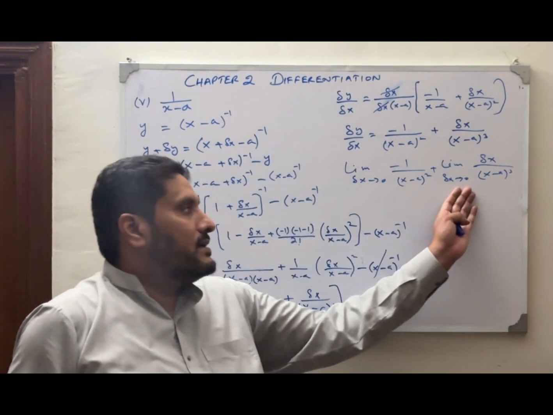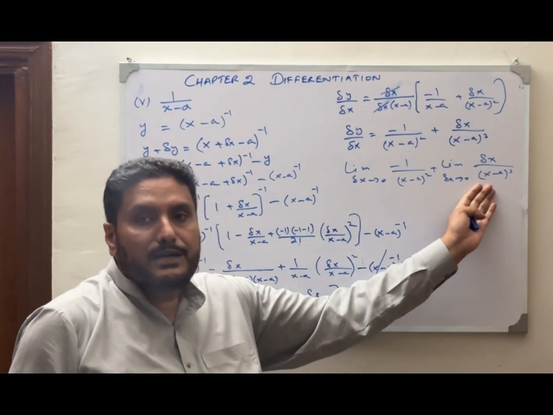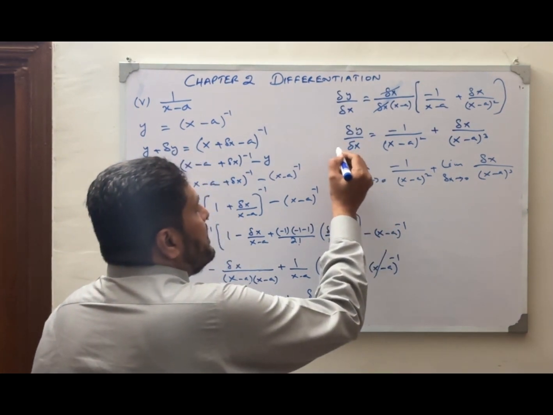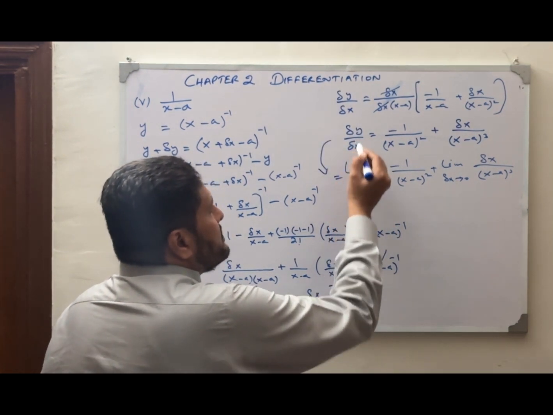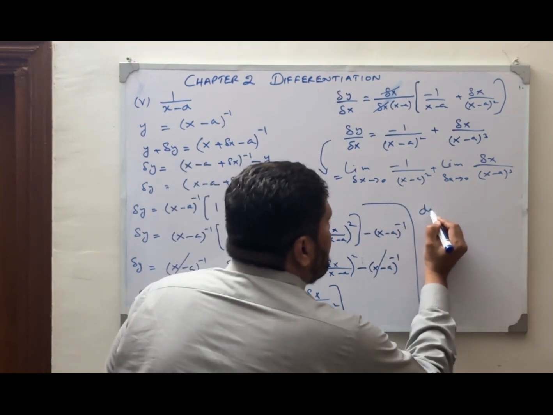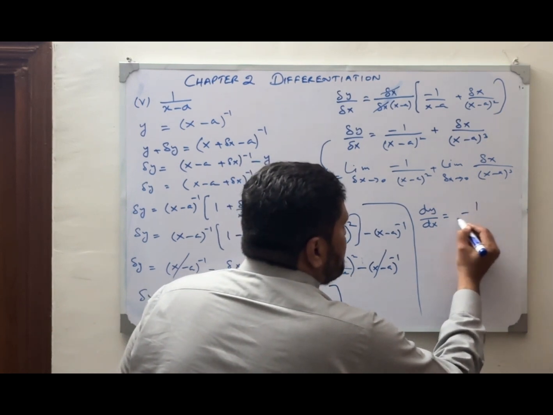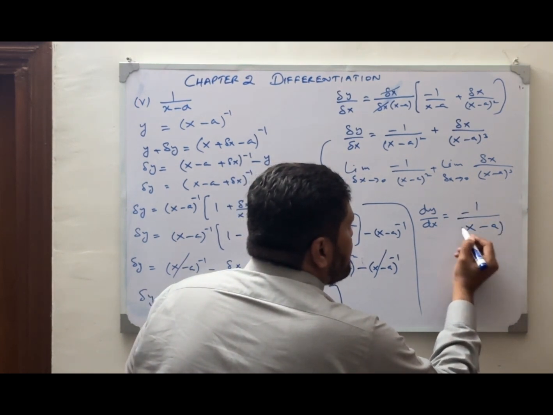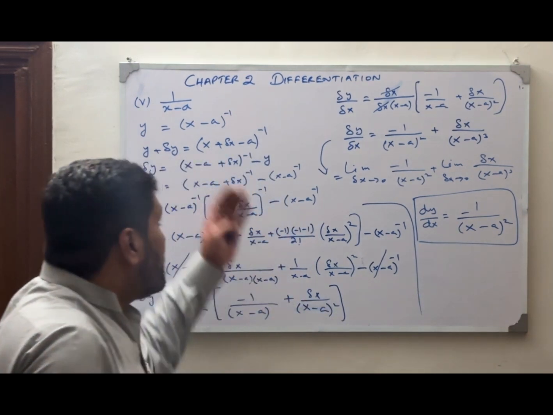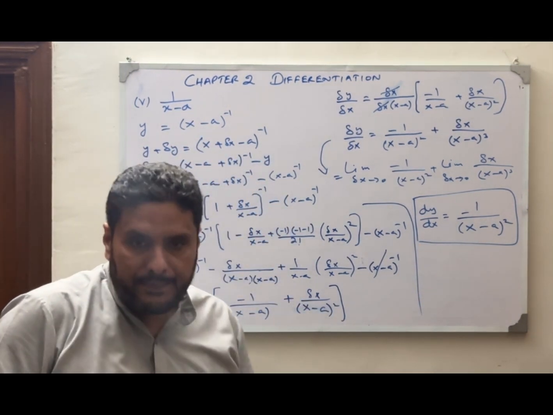So here in the second term, as delta x approaches 0, this whole term will become 0, and our resultant value, on the left hand side we have the same value over here, this one delta y by delta x. So at the end we have dy by dx equal to minus 1 over x minus a whole square. This will be the derivative for this given function 1 by x minus a.